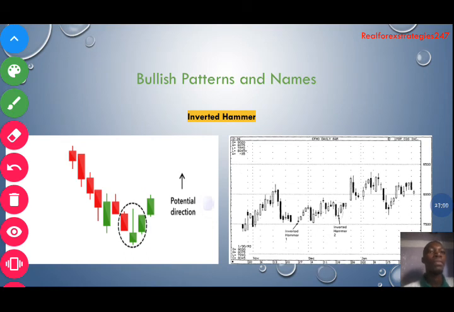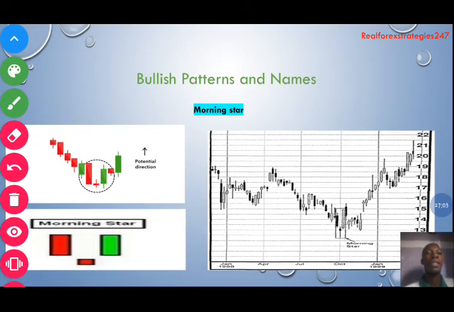So this pattern is also a bullish pattern, and it is called a morning star. How does a morning star form?